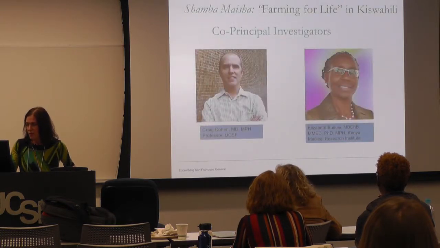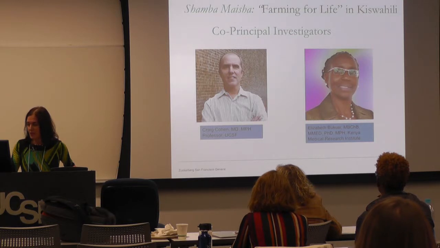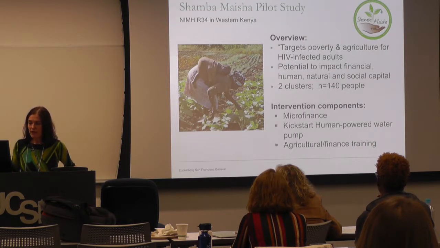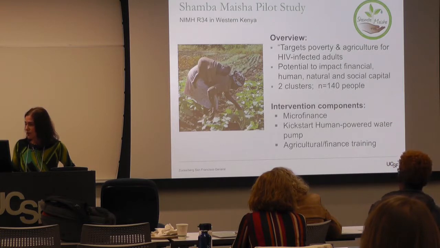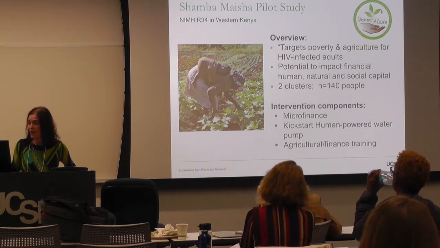That brings me to our team, who tried to address the gap in the literature by conducting a livelihood intervention, along with my co-principal investigators Craig Cohen and Elizabeth Bakusi from Kemri, that we call Shamba Maisha, which means farming for life in Kiswahili. The goal was to target some of the root causes of poverty and food insecurity in the region, which in this case was inconsistent rainfall and increasing frequency of drought, particularly in the setting of climate change. We thought this had the potential to impact financial, human, natural, and social capital.